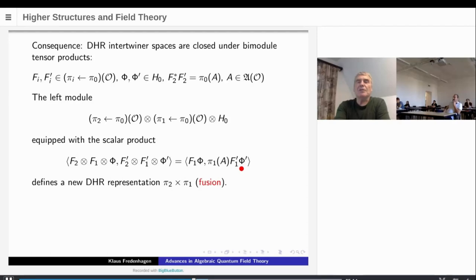So here, phi prime is in the vacuum Hilbert space. F_1 prime maps this to the representation space of pi_1. Then I apply the representation pi_1 to the observable A and form the scalar product with F_1 phi, which is another vector in the Hilbert space H_1. And one has to, of course, check that this scalar product is really positive semi-definite, but this is not difficult. And then one does the usual procedure, dividing out the null space, and gets a new DHR representation, which is called pi_1 times pi_2. This is nowadays usually called fusion. I think Doplicher and Roberts call it composition of representations.